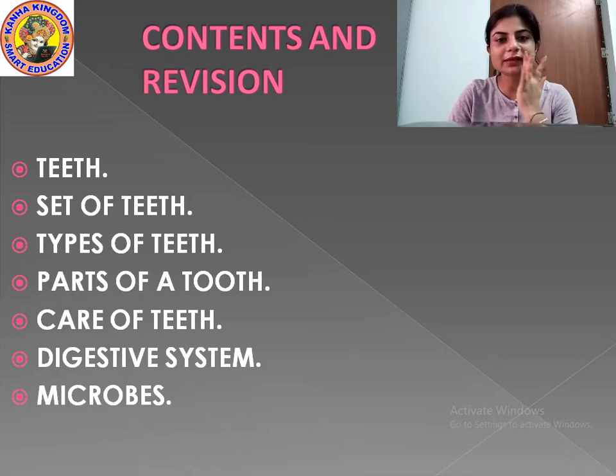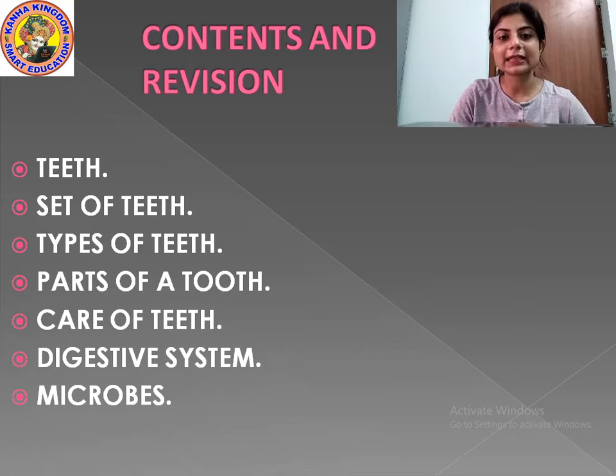Yes or no? And where does this digestion begin? This digestion begins inside the mouth. And teeth are a very important part inside the mouth, because without teeth we cannot chew our food. And if the food is not chewed properly, it will not get digested properly. Because food needs to be broken down into very small pieces to get digested. Only after that does our body absorb the nutrients of the food that we eat.